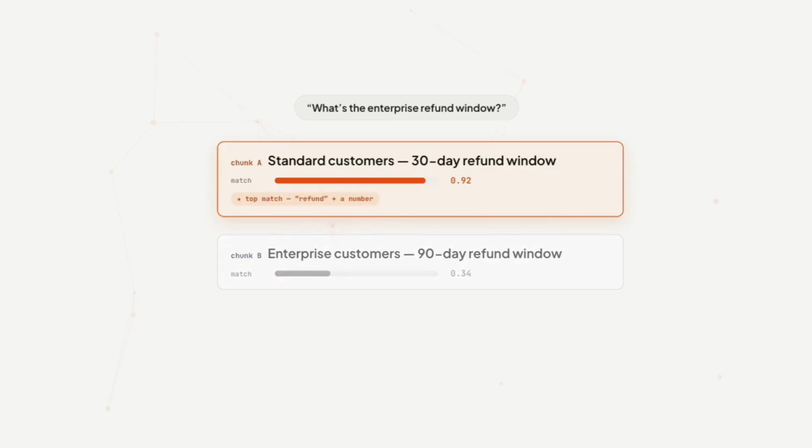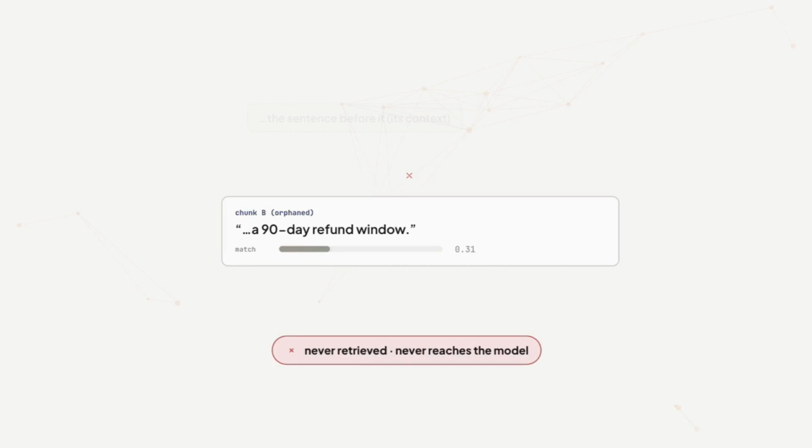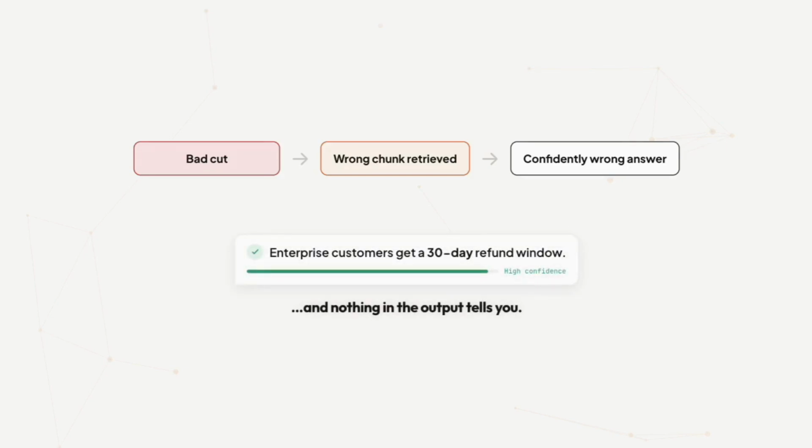Looks great, right? Meanwhile, the enterprise chunk got cut off from the sentence before it. Without that context, it doesn't look relevant anymore. So it never gets retrieved, never reaches the model. That's the whole failure right there. Bad cut, wrong chunk retrieved, confidently wrong answer. And the scary part is, nothing in the output tells you that happened.